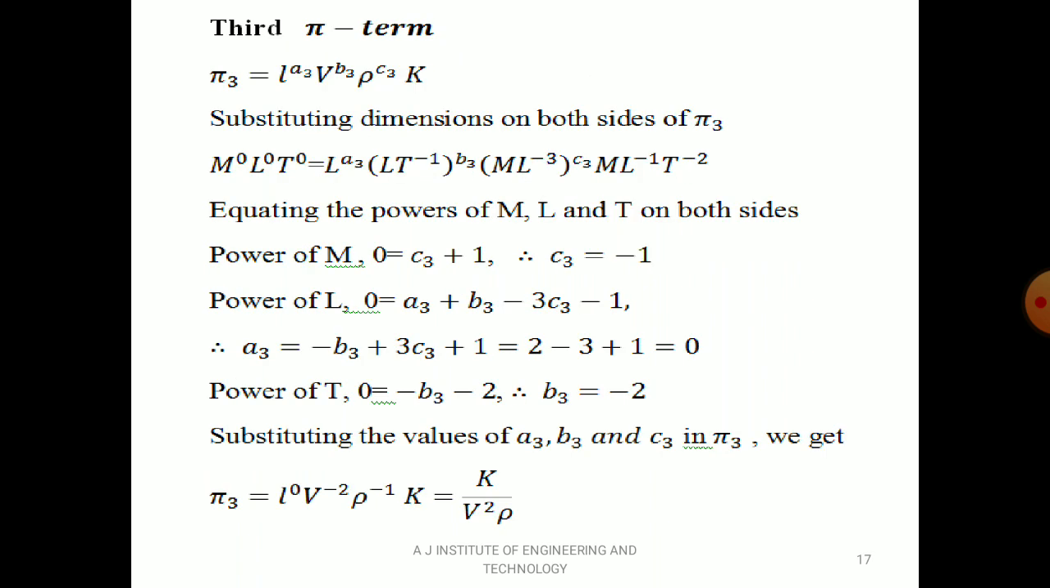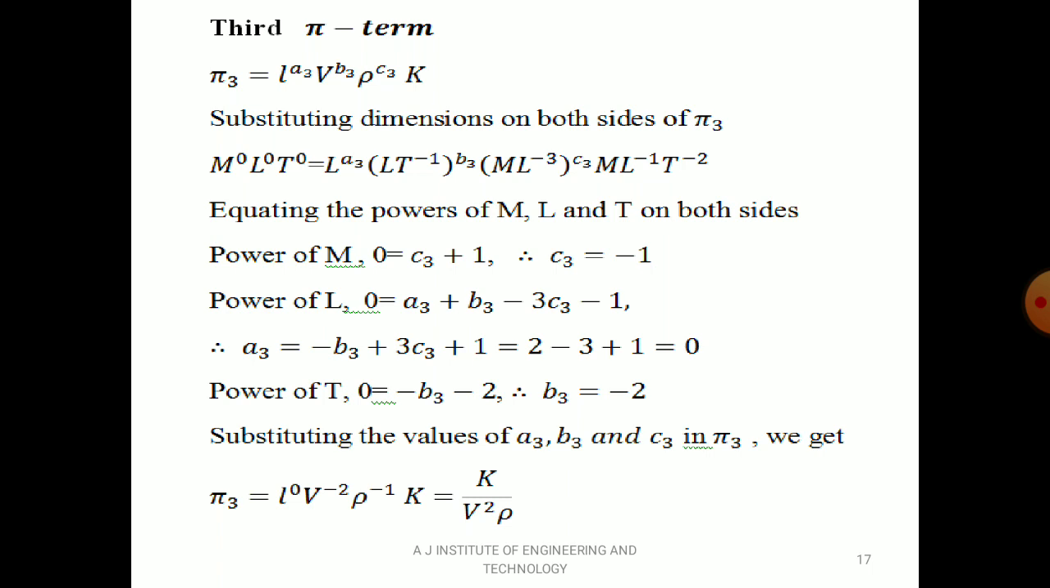Next, the third pi term, pi 3 equals L to the power a3, V to the power b3, rho to the power c3 into K, where K is bulk modulus, which has the same unit as pressure intensity. Now substituting the dimensions on both sides of pi 3: m to the power 0, L to the power 0, t to the power 0 equals L to the power a3 into L t to the power minus 1 to the power b3 into m L to the power minus 3 to the power c3 into m L to the power minus 1 t to the power minus 2. So K has the dimension m L to the power minus 1 t to the power minus 2.